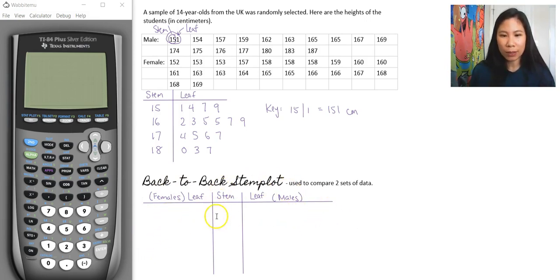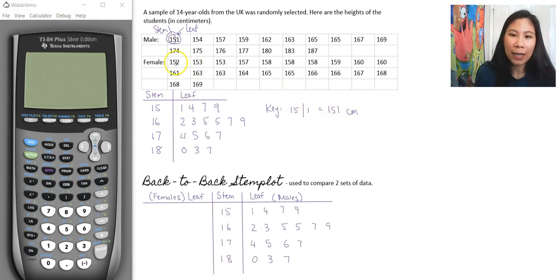With my male data, this is going to look exactly like the stem and leaf plot that I made before, so I'm just going to copy that over, and then we'll deal with the female data. With my female data, again, I have everything in order for you already. Our smallest number is 152, so it has a stem of 15 and a leaf of 2. When I start writing down my numbers, I always start from the middle and then it gets bigger outwards. So my next number is the 153, and that'll go to the left this time. Another 153, a 157, 158, 158, and 159.